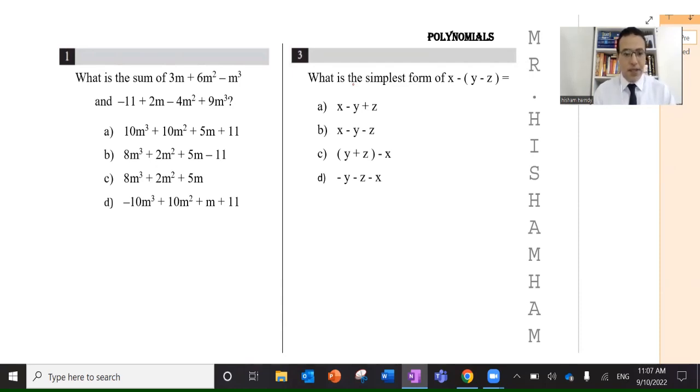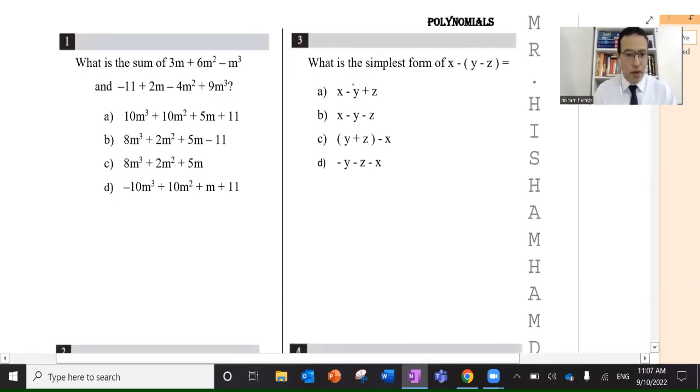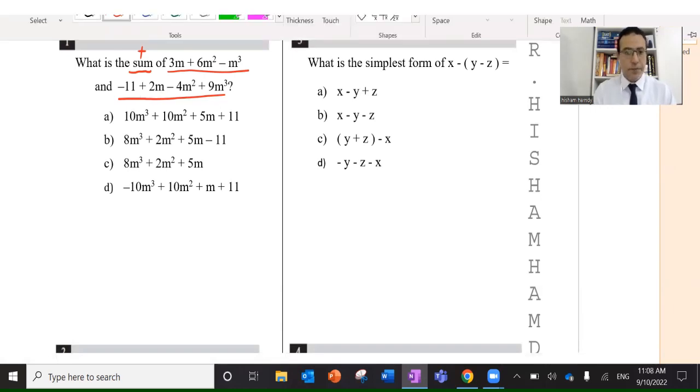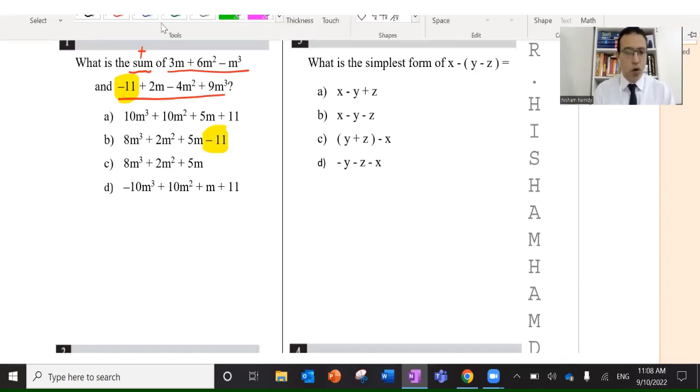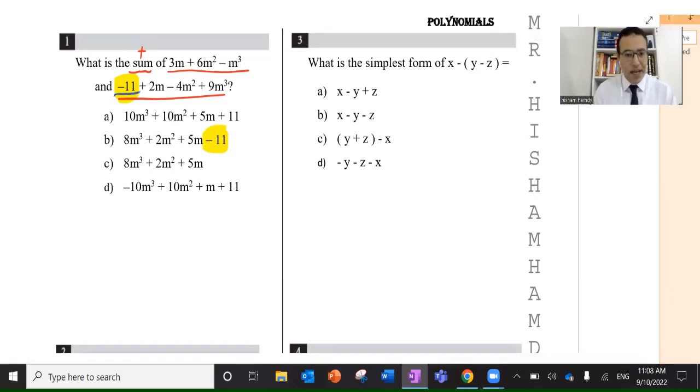For the first question here, it says, what is the sum? Sum, I know that this is addition between these 3 terms and these 4 terms. I notice that the last term here is negative, the first term of the second polynomial expression is negative 11, and I don't have any like terms with absolute value. So the final answer should be negative 11. Or I can say that negative 11 and no like term, the answer cannot be A, cannot be D, cannot be C. Again, this is how I'm solving SAT.